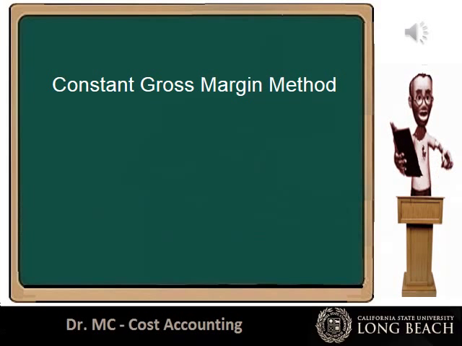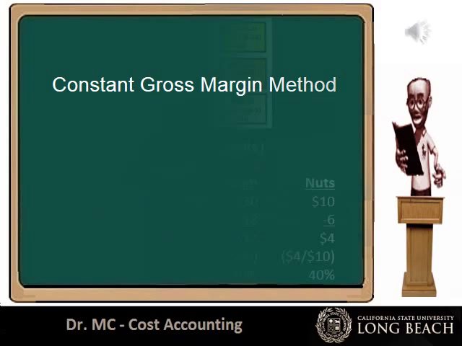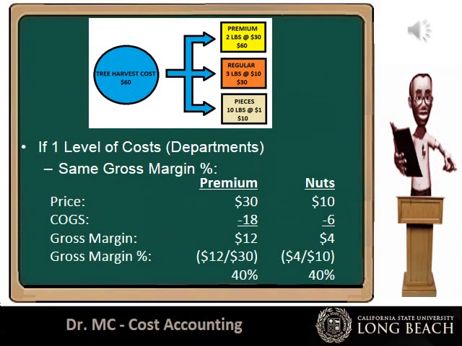We are now going to discuss the constant gross margin percentage method. Please recall the results from our first example of harvesting the nut tree. Using the sales value at split-off point, the firm allocated each product a cost equal to 60% of its value. This left each product with a gross margin of 40%, which is the gross profit of that product divided by its sales value. This is always the case when you have one level of processing.